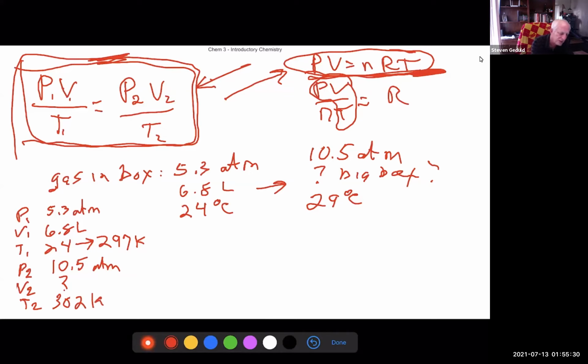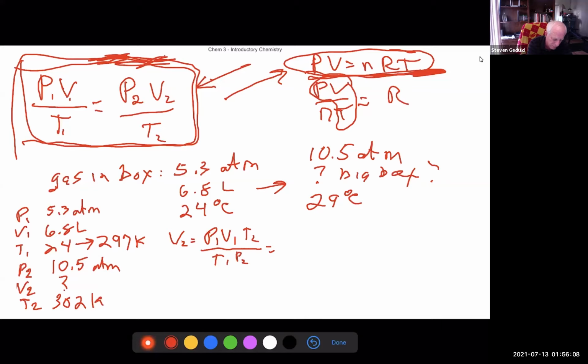So we got to solve this equation here for V2. V2 is equal to P1 V1 T2, divided by T1 and P2. So V2 equals P1 V1 T2 divided by T1 P2. Okay, just algebraic rearranging it, and then we just plug our values in.